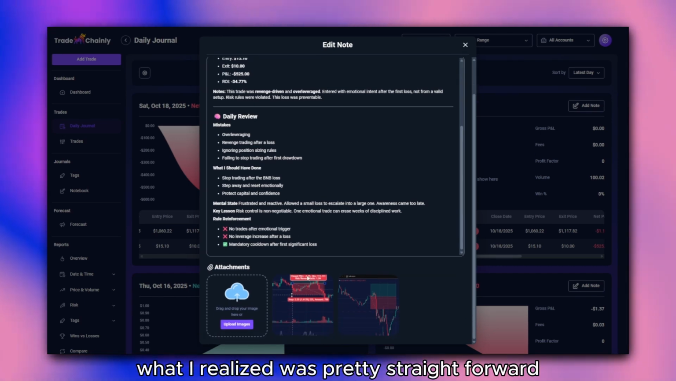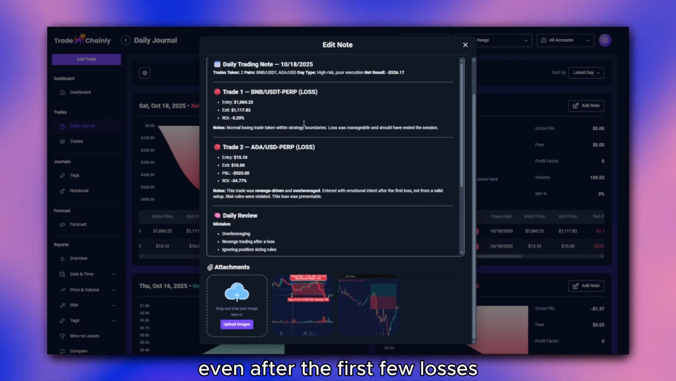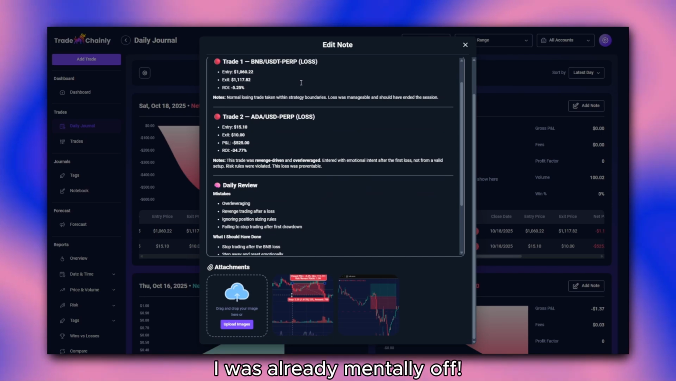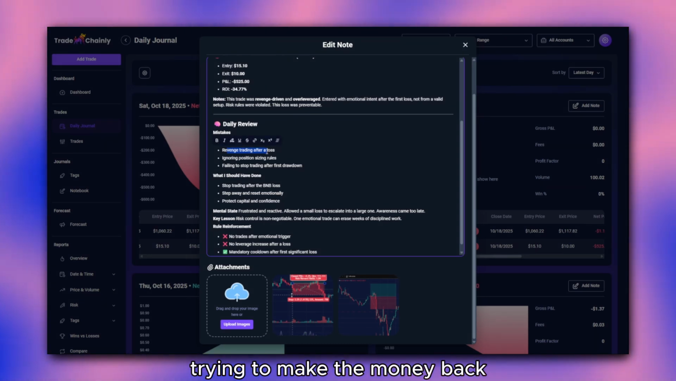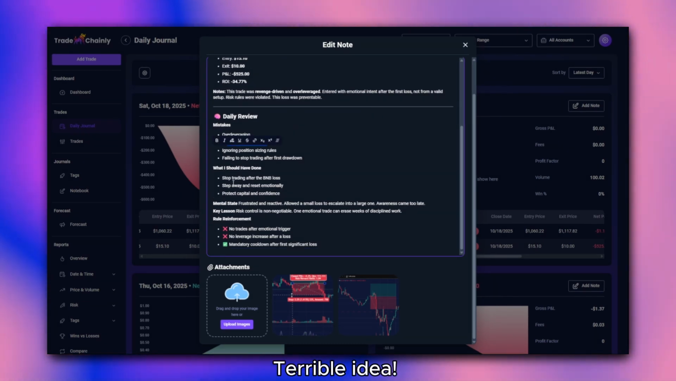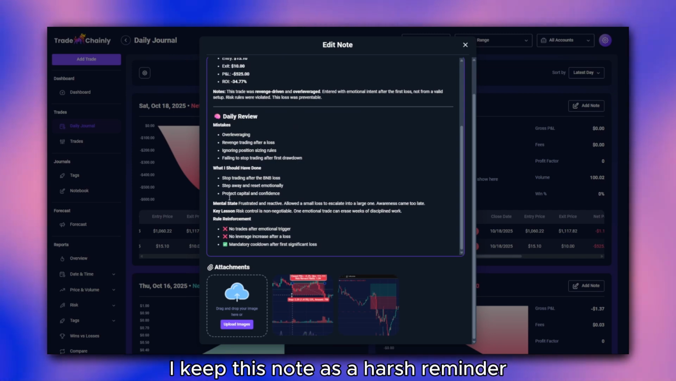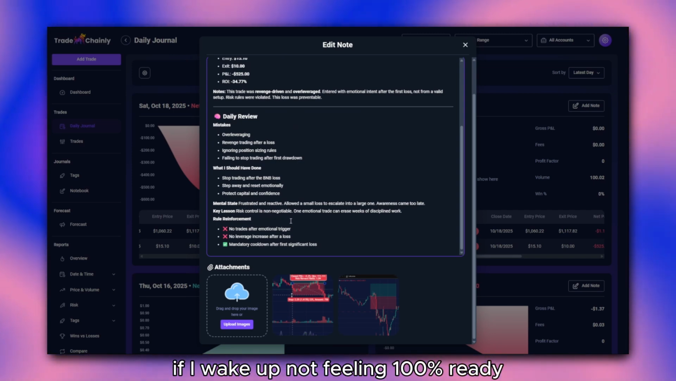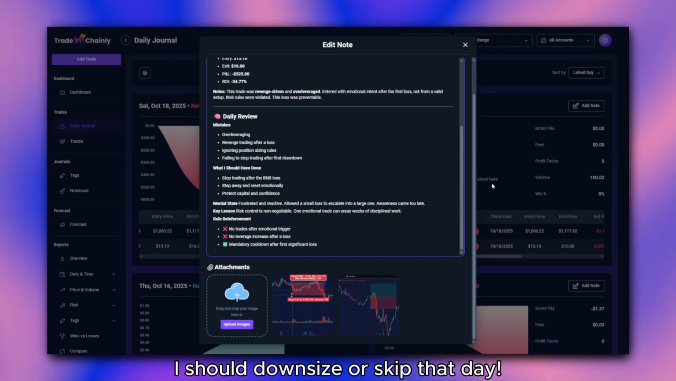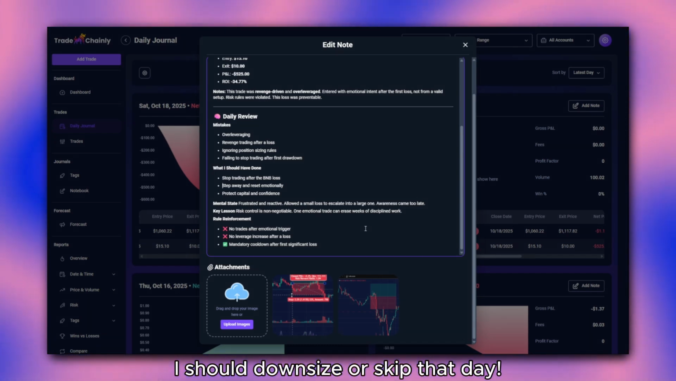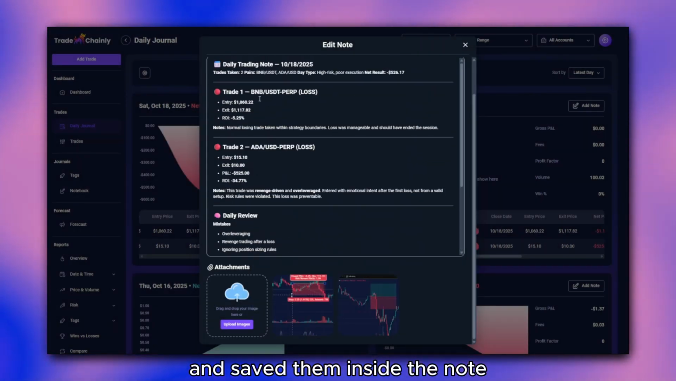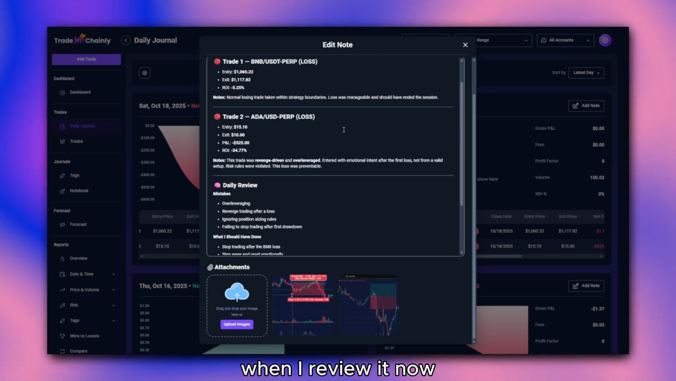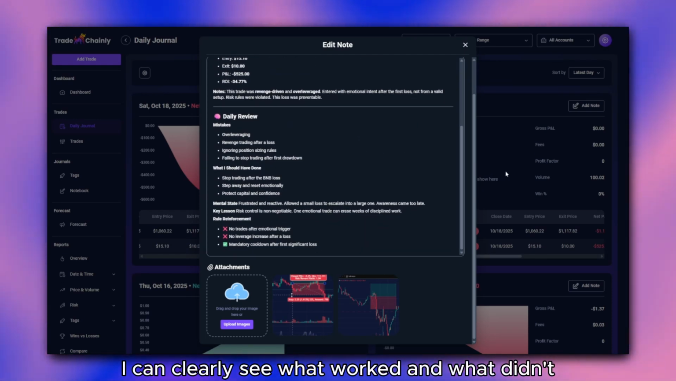What I realized was pretty straightforward. Even after the first few losses, I was already mentally off. I started revenge trading, trying to make the money back. Terrible idea. I keep this note as a harsh reminder. If I wake up not feeling 100% ready, I should downsize or skip that day. I gathered all the screenshots from that day and saved them inside the note. When I review it now, I can clearly see what worked and what didn't.